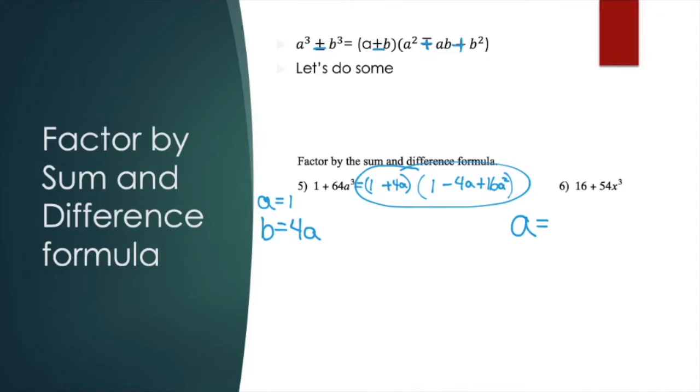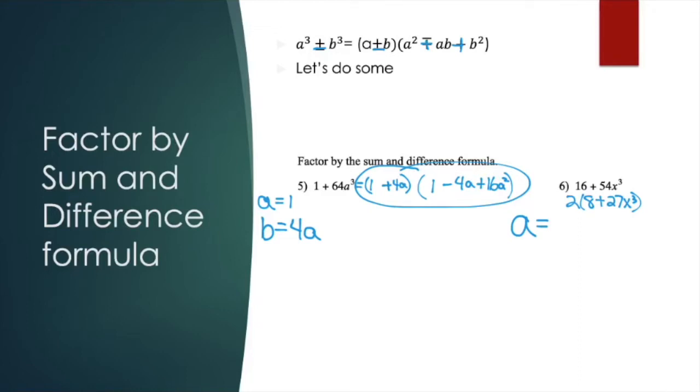Can I take something out of 16 and 54? Can I divide both of them by 4? I don't think that's possible. What can I divide 16 and 54 by? You can take a 2 out of both of them. Okay, so let's take a 2 out of both of them. And what will I get then? That's 8 plus 27x cubed.